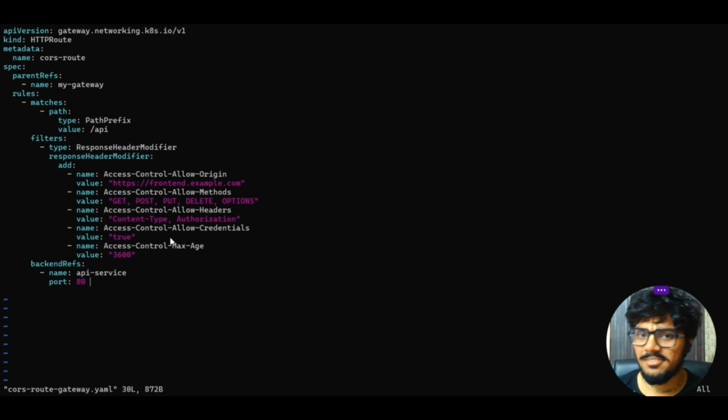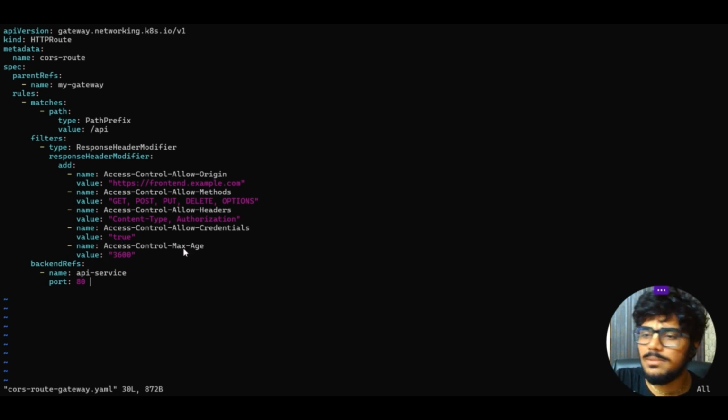So if it is true, then we can't put the asterisk here. Asterisk usually allows every particular domain that has been pushed for our application along with our request to get handled with our application. So we can't use the asterisk sign if it is true.